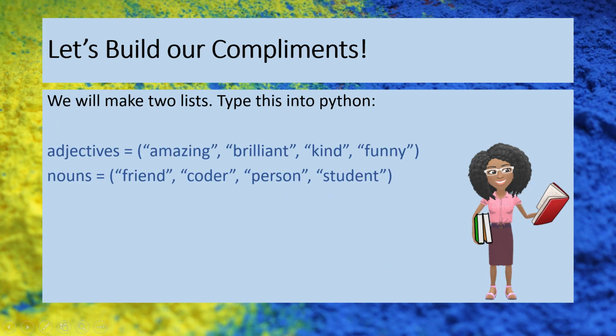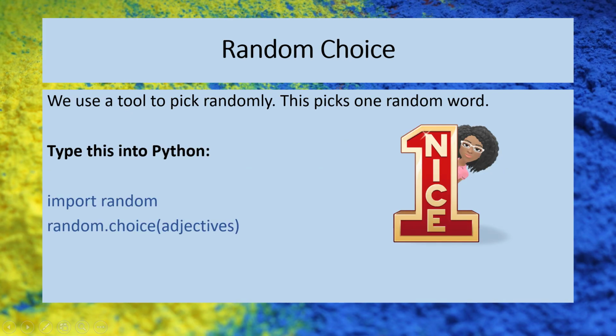Let's build our complements. We will make 2 lists. Type this code into Python. You can pause the video while you type. Random choice. We use a tool to pick randomly. This picks one random word. Type this code into Python. You can pause the video again while you type.